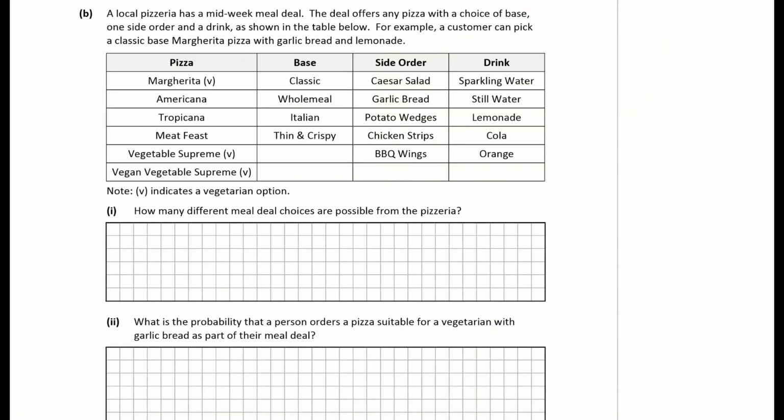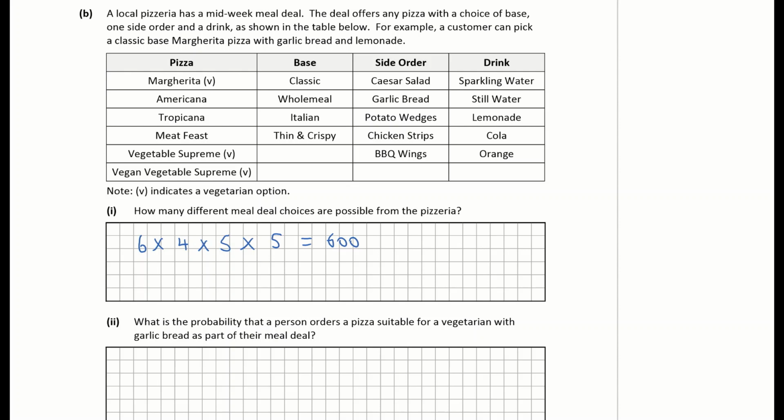So B part 1, how many different meal deal choices are possible from the pizzeria? So this is basically using our fundamental principle of counting, and that's when we multiply all the different options by each other. So for my pizza, I have 1, 2, 3, 4, 5, 6 options to pick from. For my base, I have classic, whole, Italian and tin, so that's 4. For my side orders, I have 5 possibilities. And for my drinks, I have a sparkling, a still, a lemonade, a cola and an orange, which is 5 of them. So on my calculator, when I multiply 6 by 4 by 5 by 5, I'm getting 600 possible deal choices. So quite a lot.